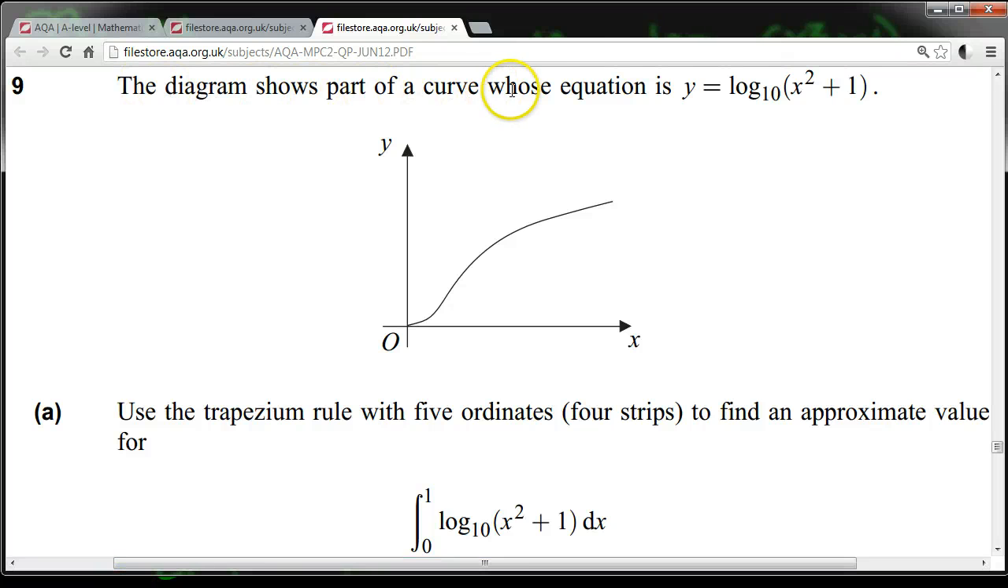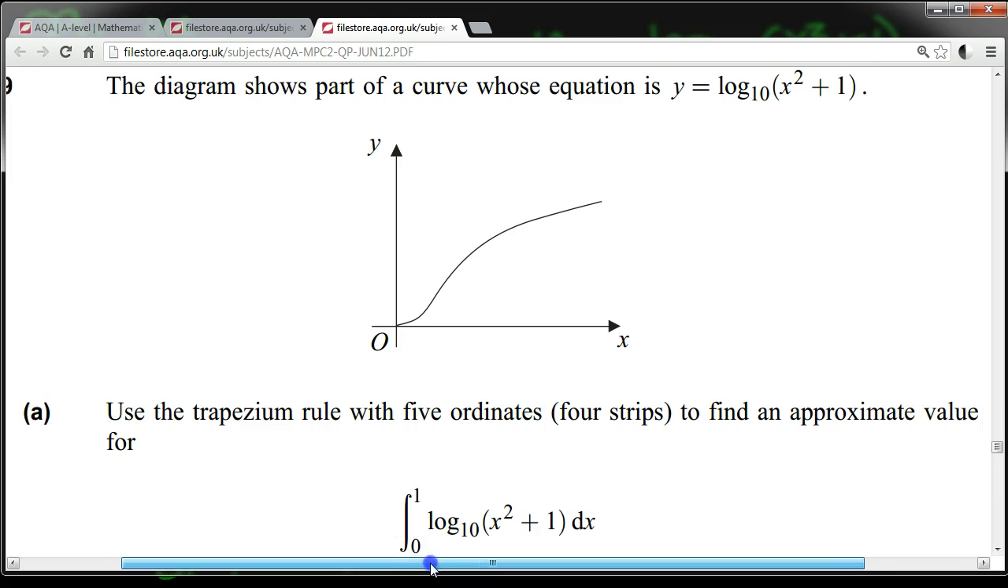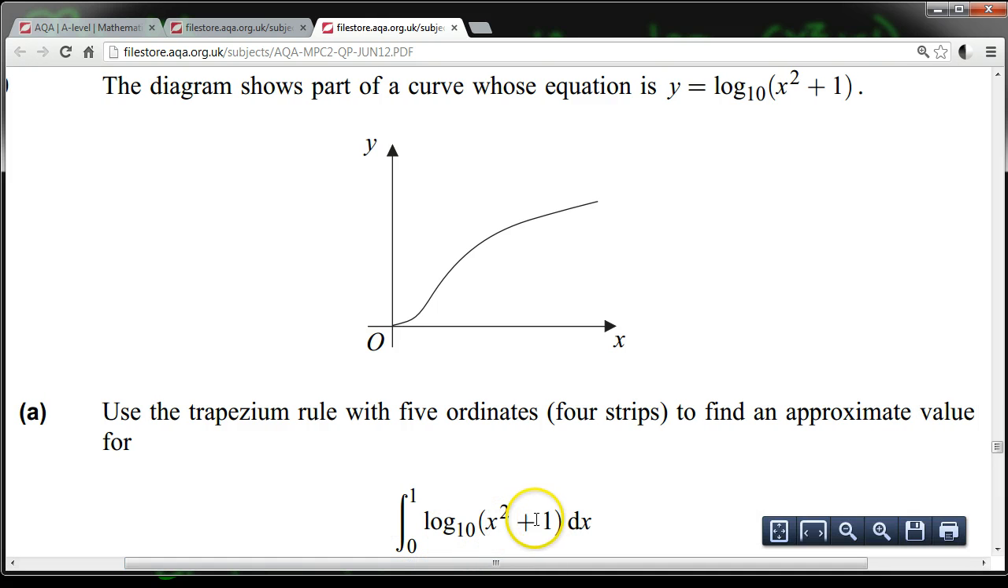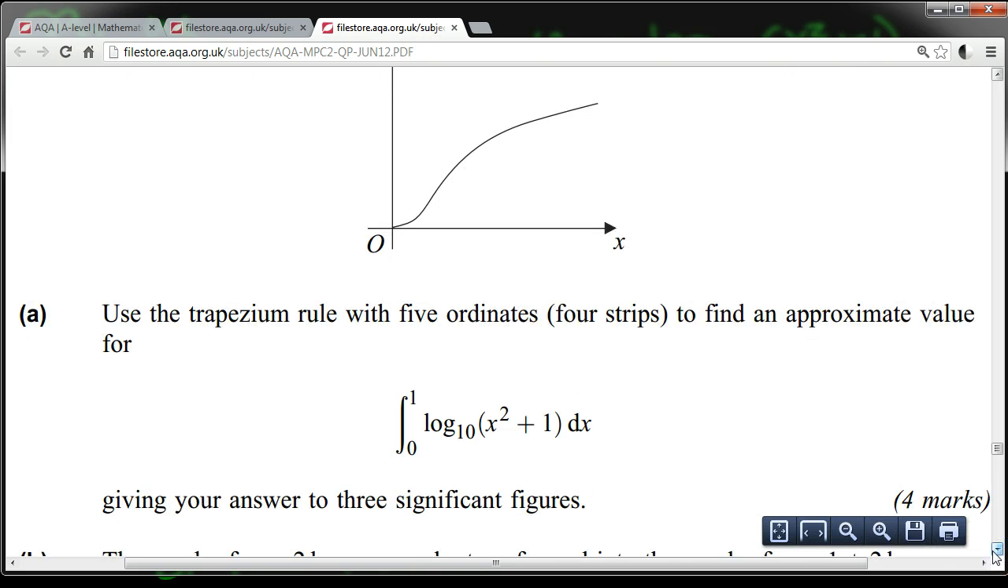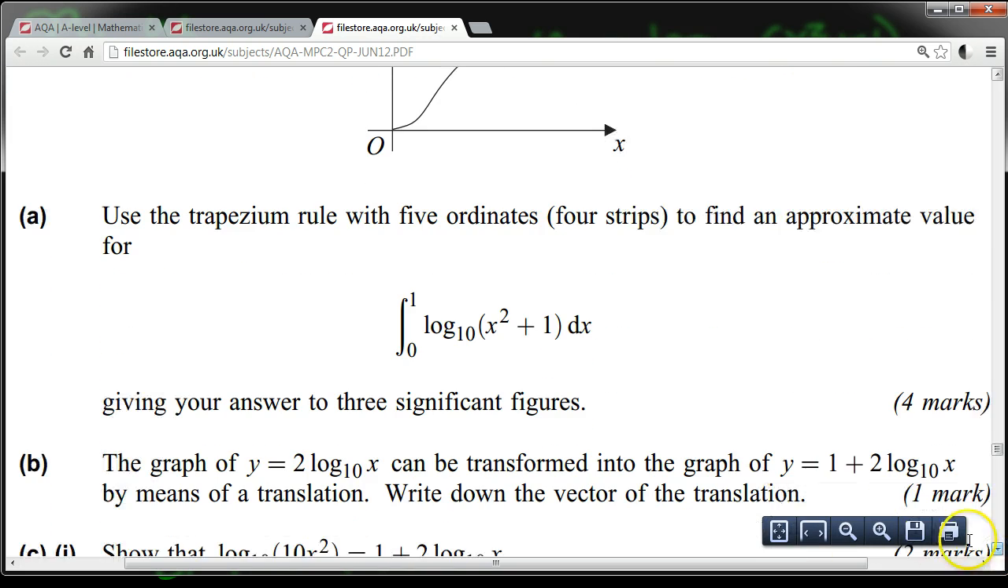The diagram shows parts of a curve whose equation is y equals log 10 of x squared plus 1. Use a trapezium rule with 5 ordinates, 4 strips, to find an approximate value for the integral of log 10 of x squared plus 1 between 0 and 1, giving your answer to 3 significant figures.